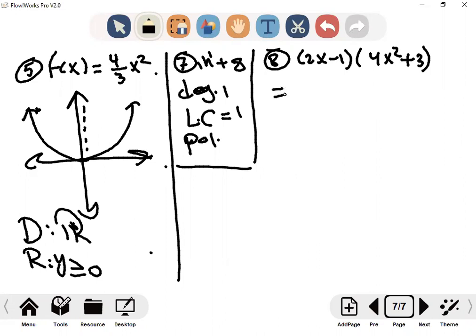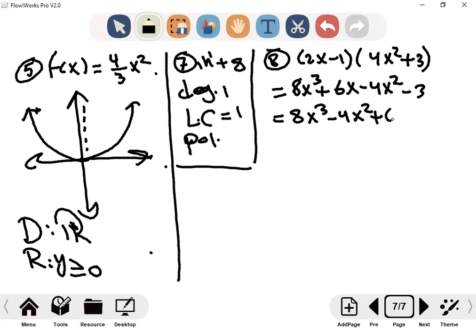So here, multiply 2x by 4x power 2, 8x power 3. 2x times 3, 6x, right? Negative 1 times 4x power 2, negative 4x power 2. Negative 1 times 3, negative 3. Arrange it: 8x power 3 minus 4x power 2 plus 6x minus 3. This is a polynomial in standard form.